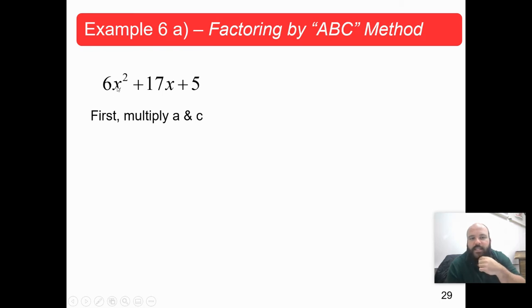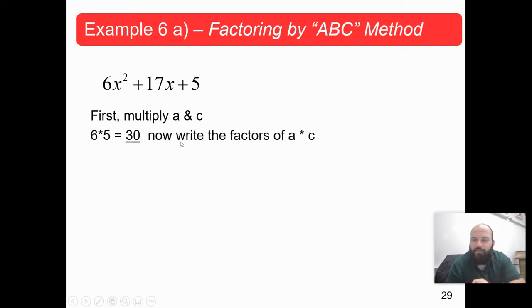So if you look at this 6x squared plus 17x plus 5, this shows us that we cannot just find two numbers that multiply to give us 5 and add to be 17. First of all, there aren't any. Second of all, this 6 means we've got to do this ABC method. So the first step to the ABC method is to take the 6 and multiply it by the 5. So it's the first one times the last one. So 6 times 5 gives us 30.